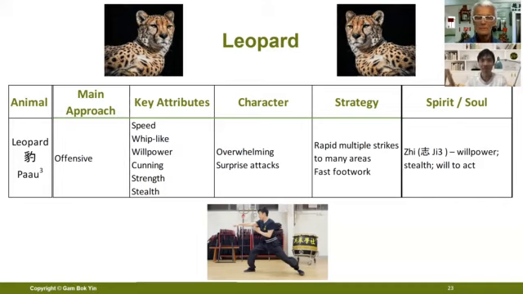They've got this ability to do all these surprise attacks and do tremendous damage extremely fast. And that's why their strategy is this ability to have rapid multiple strikes to many areas of the body. And you see that in Hung Gar when we play the leopard, and very, very fast footwork. And so that's why I say the stealth of the leopard and the willpower and the will to act.